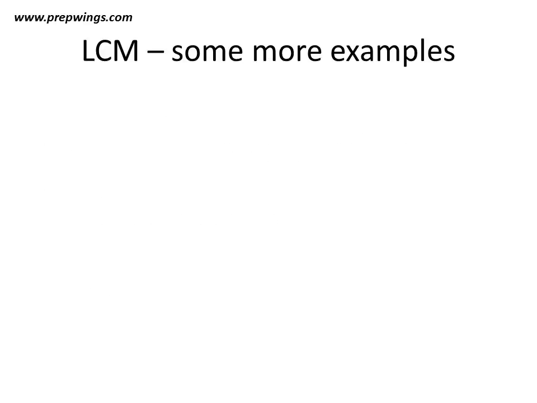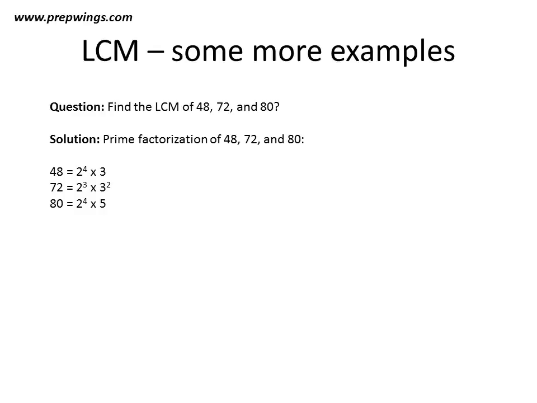Okay guys, we'll look at few more examples now. Now in this question we are asked to find the LCM of 48, 72 and 80. Now first we'll prime factorize these numbers. So 48 is equal to 2 raised to power 4 into 3. 72 is equal to 2 raised to power 3 into 3 raised to power 2. 80 is equal to 2 raised to power 4 into 5. So this is the prime factorization of 48, 72 and 80.